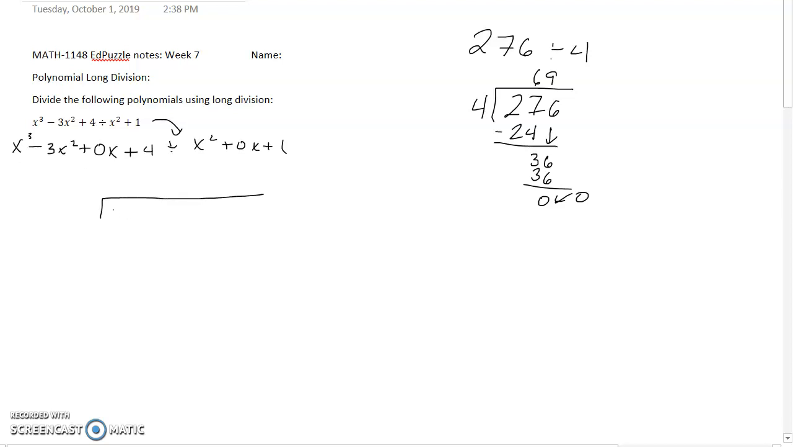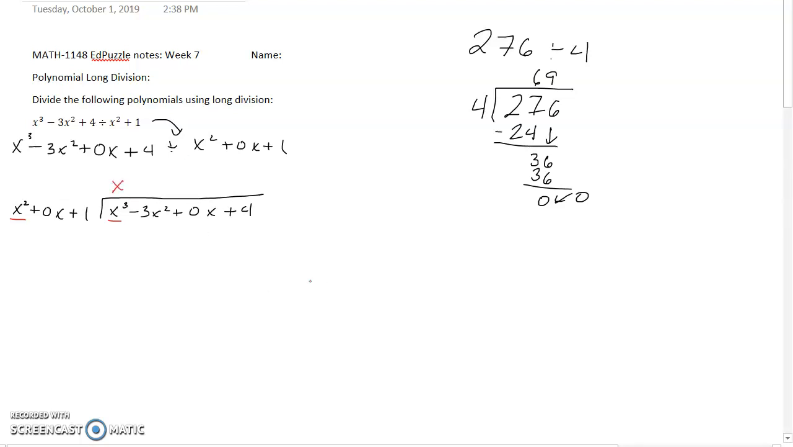So put my x cubed term here, minus 3x squared plus 0x plus 4. And then we're going to put our divisor up here, x squared plus 0x plus 1. And now I'm going to take a look, and I see I have an x cubed here. And I see I have an x squared here. And I think about it, what do I need to multiply x squared by to make it into x cubed? Well, x times x squared will get me x cubed.